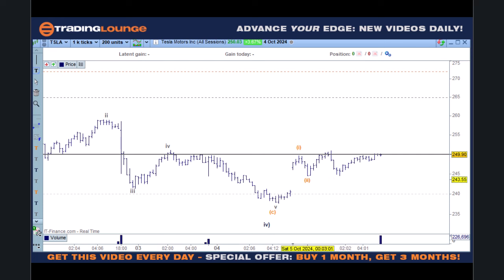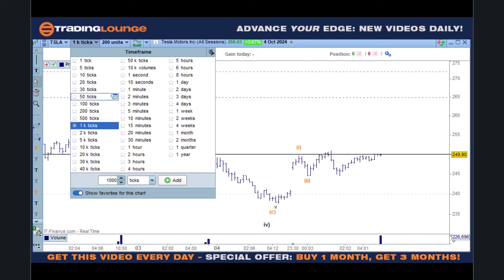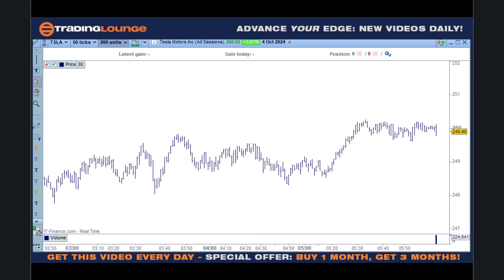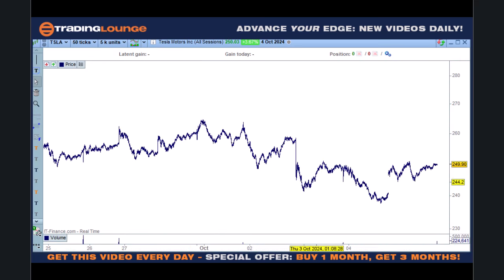I had a look at it on the intraday, on like 50 ticks, and I could see we got 5 waves up here, and this has also got 5 waves here as well. So from 1000 ticks to 50 ticks, just to give you a bit of an idea. We'll just need to bring in a bit more data here.